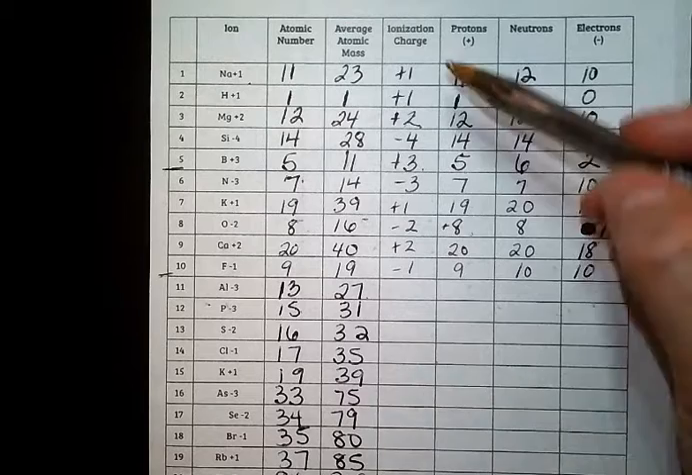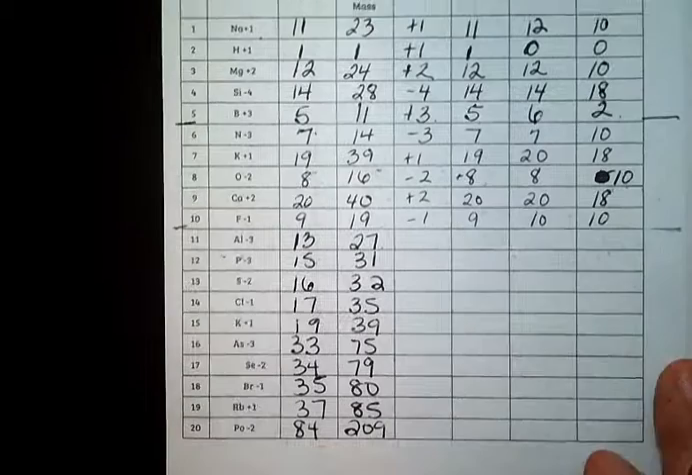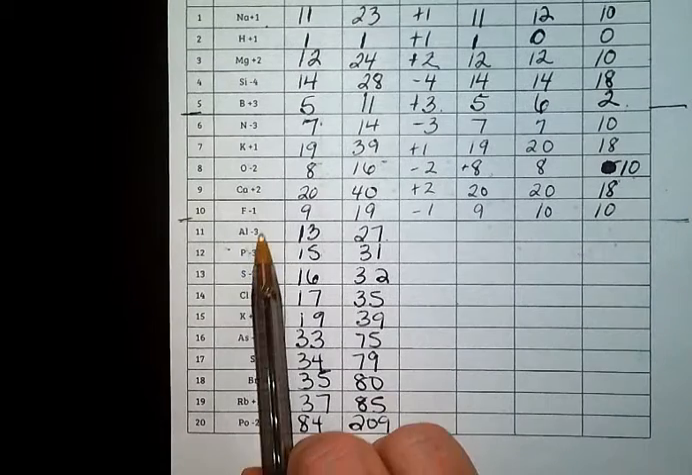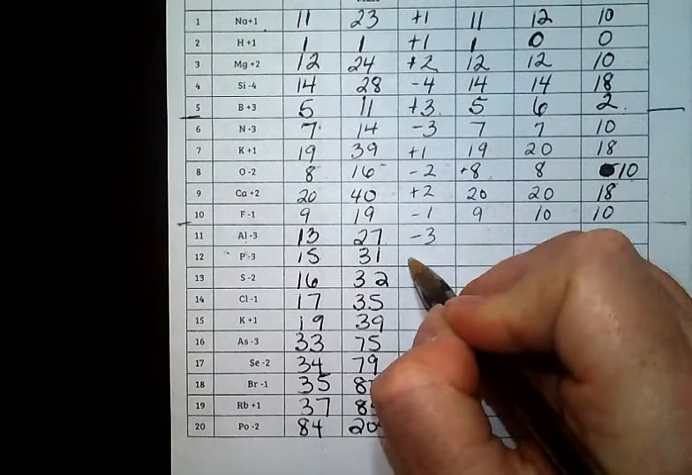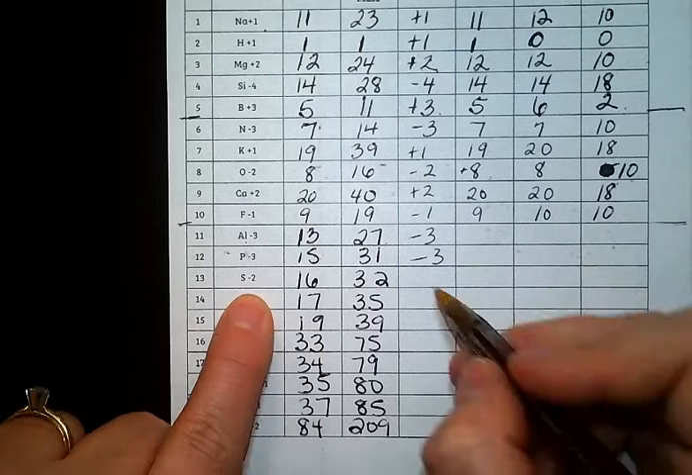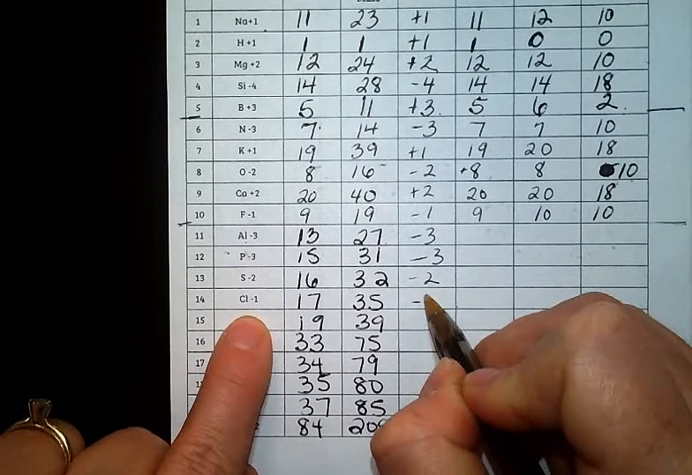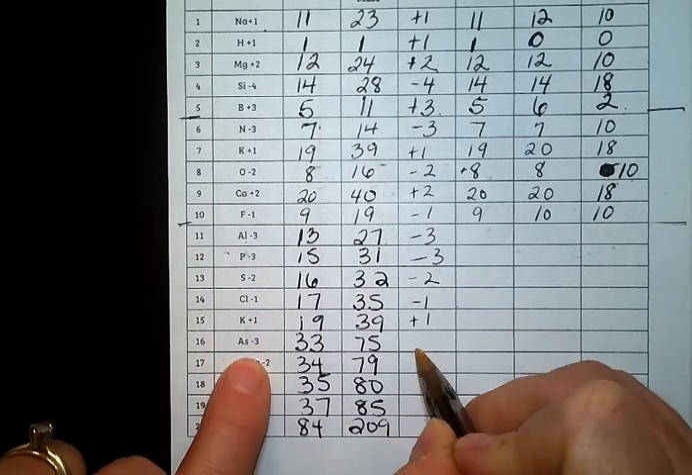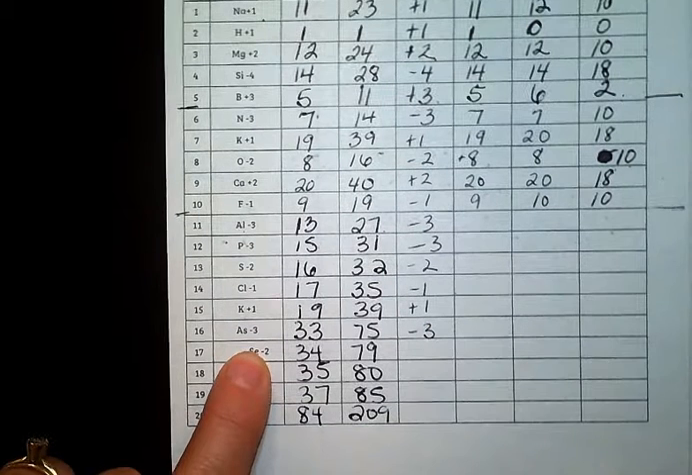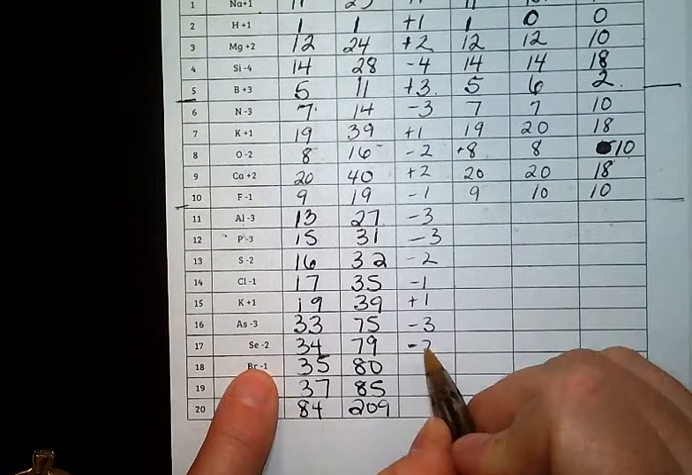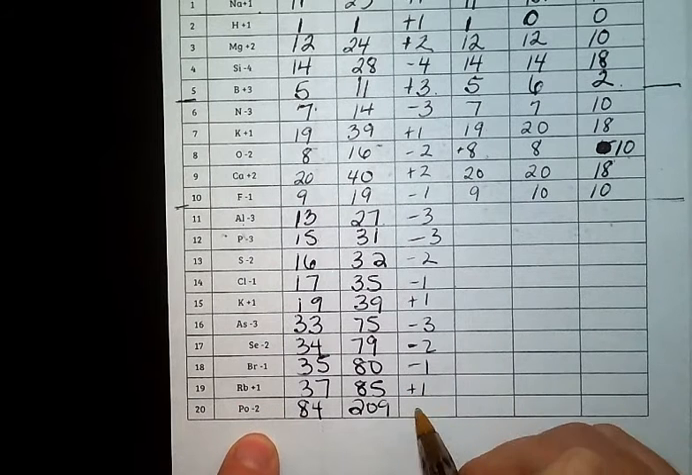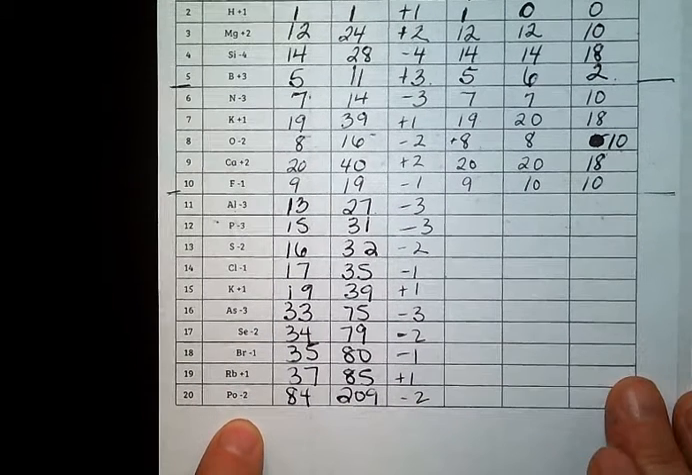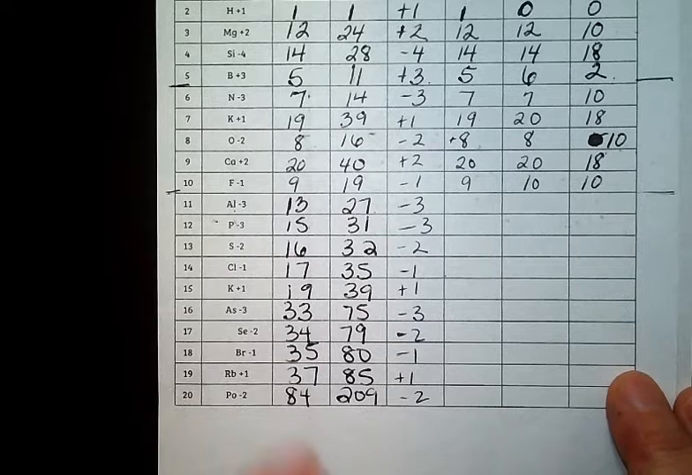All right, so we're going to look at ionization charge. The charge is given to me over here in the name. So this aluminum has a +3. Phosphorus has a -3. Sulfur has a -2. Chlorine a -1. Potassium a +1. Arsenic a -3. Selenium a -2. Bromine a -1. Rubidium a +1. And polonium a -2. So that's how I do the charges. It's given to me in the name.